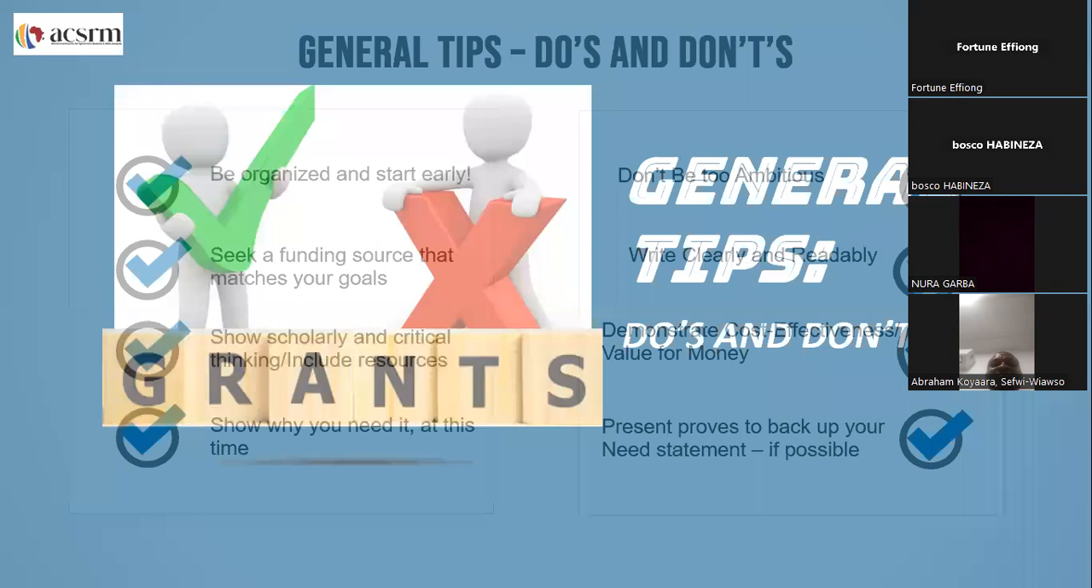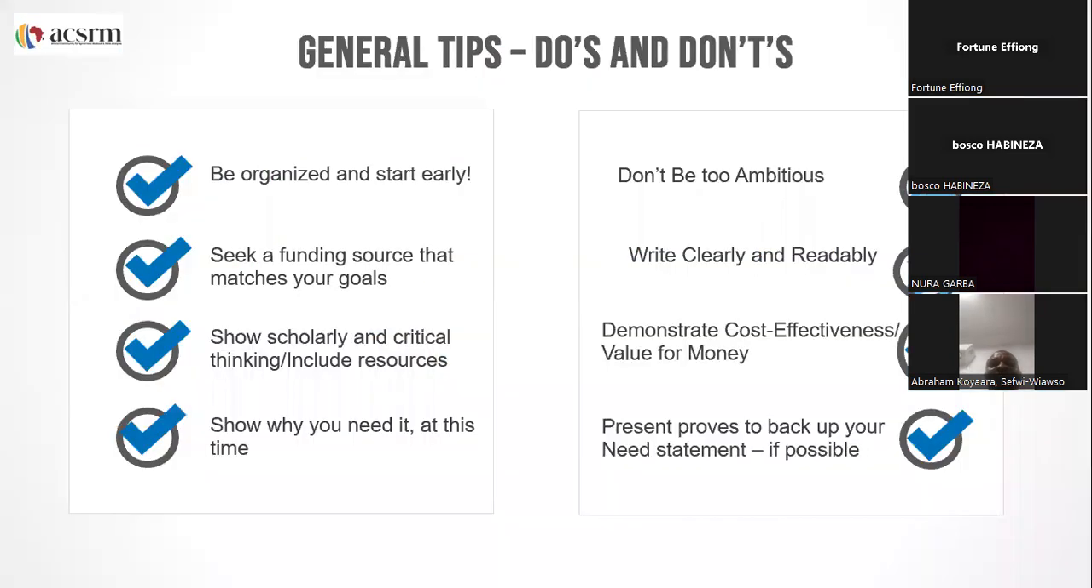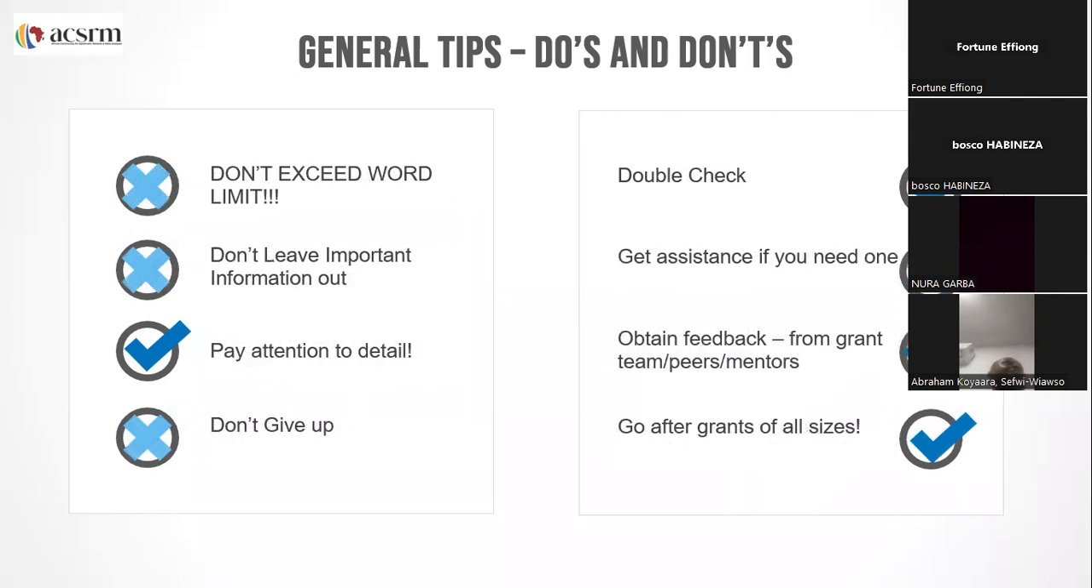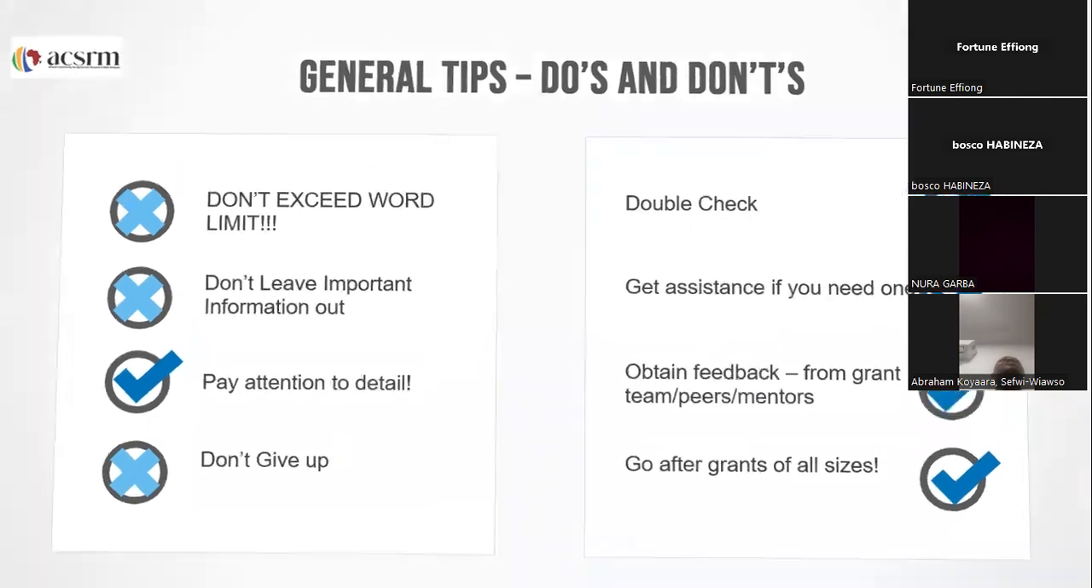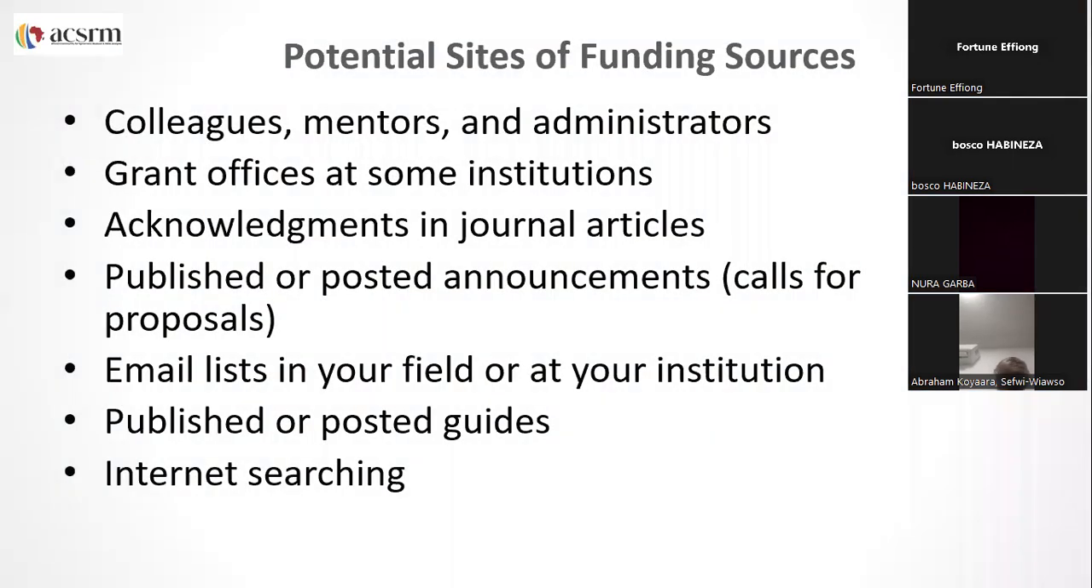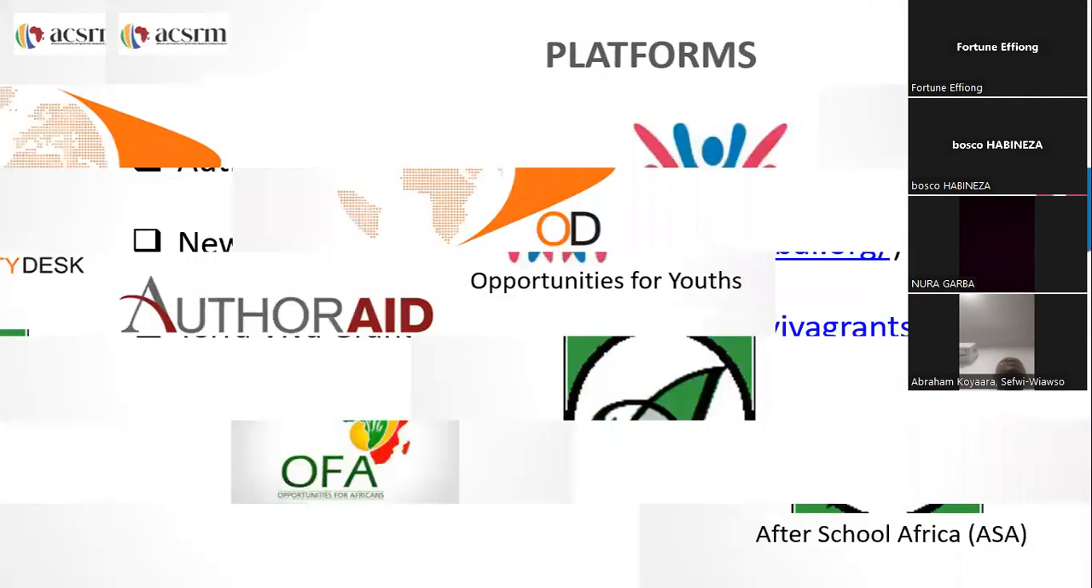So what are the do's, right? Start early, go for people that match your goals, right? Show that you've done some study and you're thinking critically, show why you need it, don't be too ambitious, be clear and readable, show value for money, and give us a statement of need. Don't exceed what counts, don't leave important information, attention to detail, double check, get assistance, obtain feedback, and never give up. So where to get funding, there are many, and I'm very sure that you know them more than me.